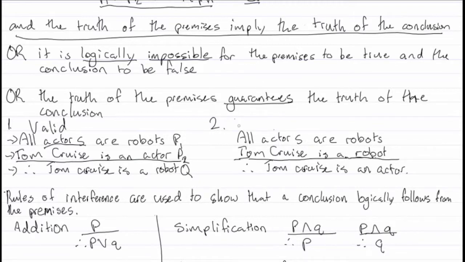Now, we'll take a look at this invalid example. And why is it invalid? Because it's saying here all actors are robots and Tom Cruise is a robot. We're not implying here that all robots are actors. We're implying that actors are robots. So right here, we can't say that Tom Cruise is an actor just by saying that Tom Cruise is a robot. Because what if Tom Cruise is a robot technician or something? I don't know, it can be something else. That's why this argument is in fact invalid.